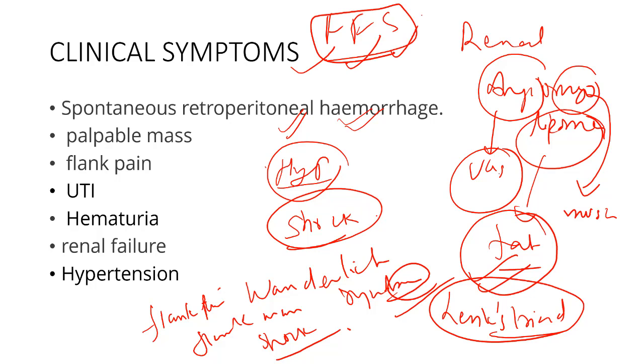A patient can present with flank pain, flank mass, and can also present with UTI because the mass component is there and some function will be altered. UTI can be present, hematuria can be present, the patient can present with renal failure, or the patient can present only with hypertension.